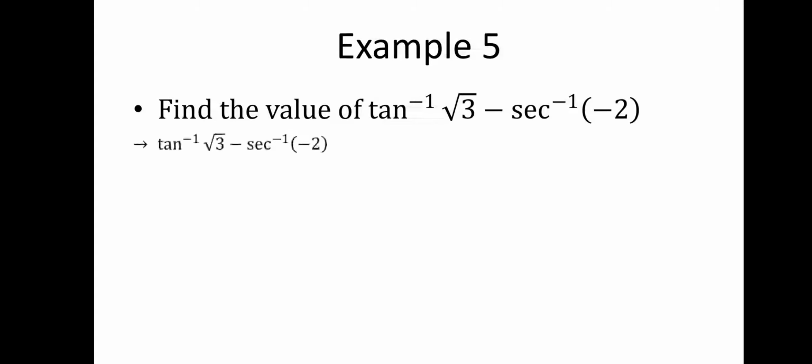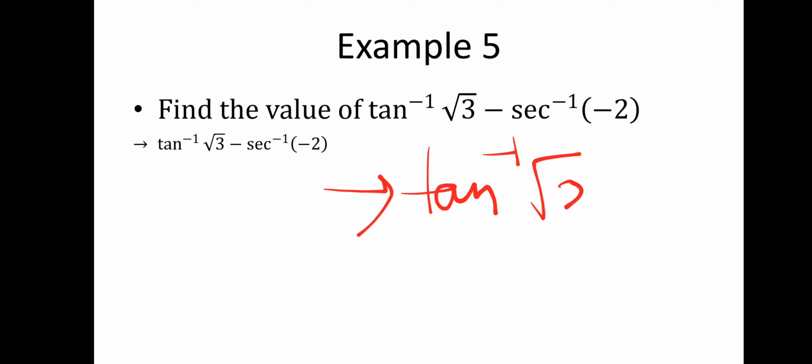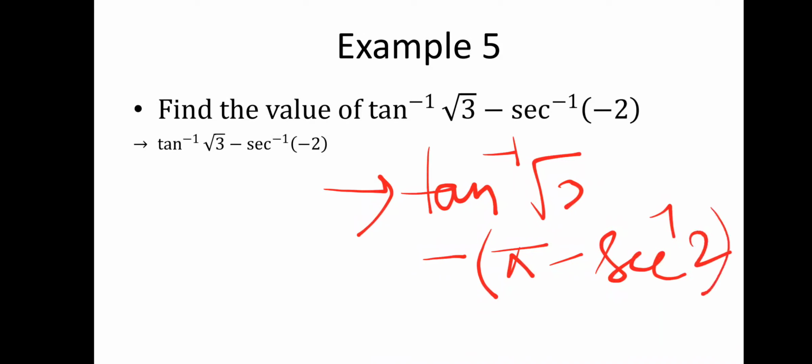So let us first write this. Now understand this, sec inverse minus 2. So I can write this as tan inverse root 3 minus sec inverse minus 2. So let that minus be there. Now I can write it here as pi minus sec inverse 2. Can I not write that? Because sec inverse of minus 2 is pi minus sec inverse 2. That is the formula.